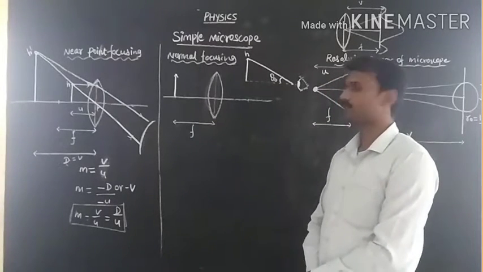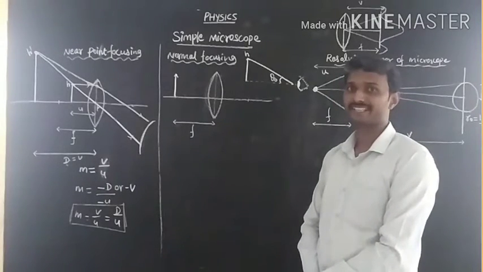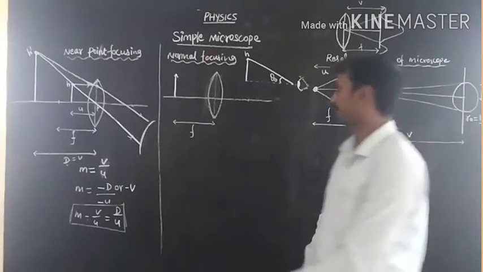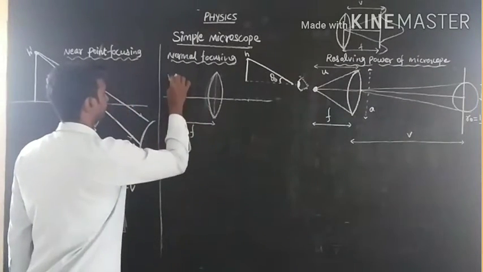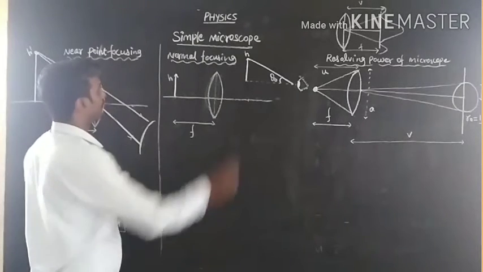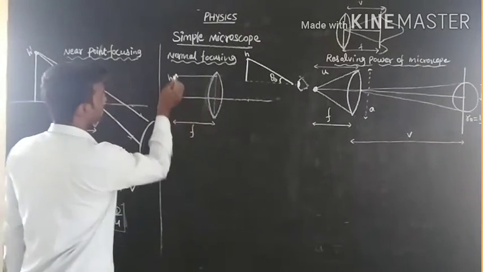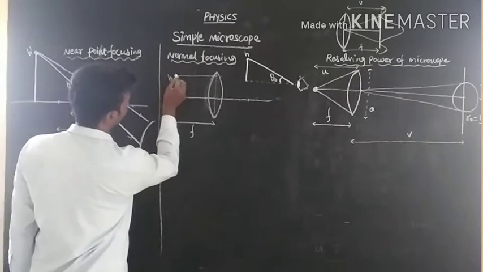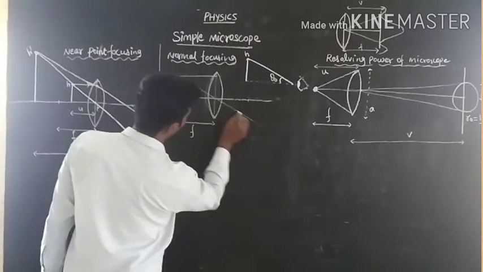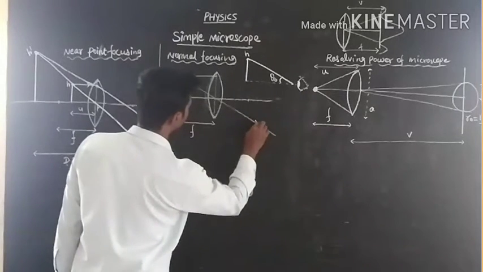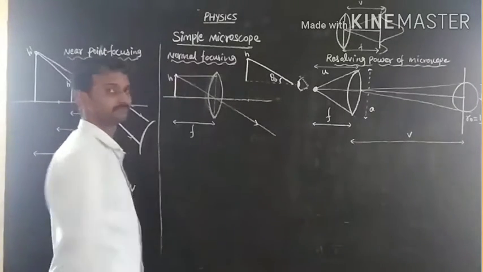Next, come to the point of normal focusing. Normal focusing means the object is placed at the principal focus. Suppose I place an object at the principal focus. Consider two rays. One is parallel to the principal axis. The second one is passing through the optic center. You know very well that a ray passing through the optic center goes undeviated.